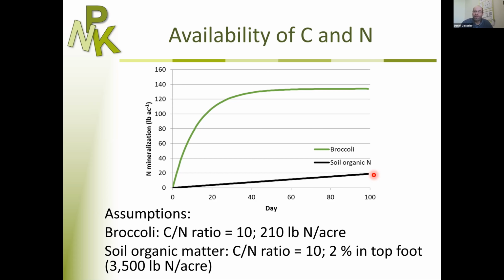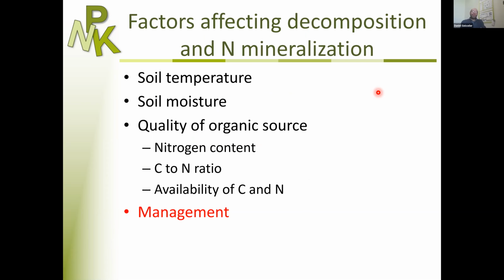So these are all reasons why soil organic matter decomposition is much slower than the decomposition of residues, and therefore nitrogen mineralization is much lower. So the quality always plays an important role, not just the CN ratio. Then the last point that's important to take into account is the management of the residue or the organic amendments.